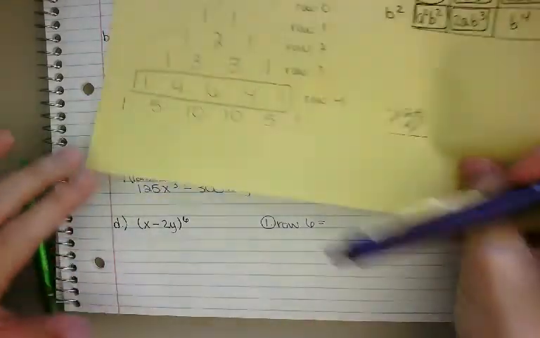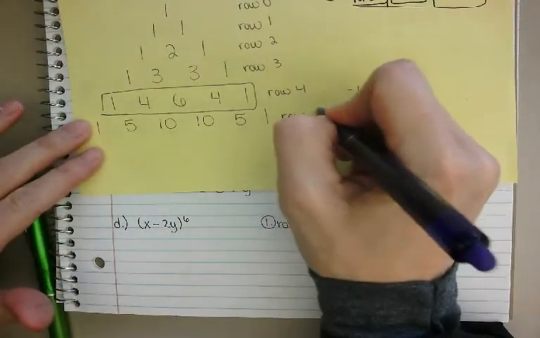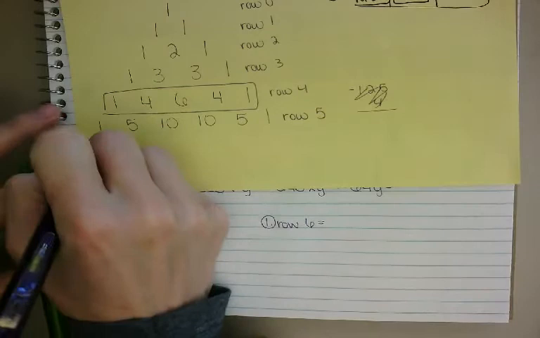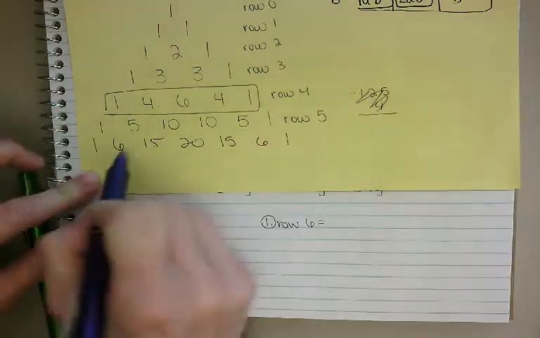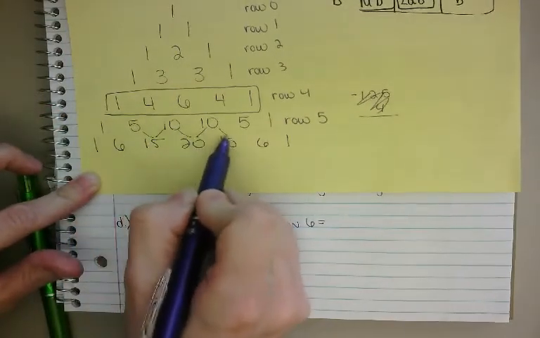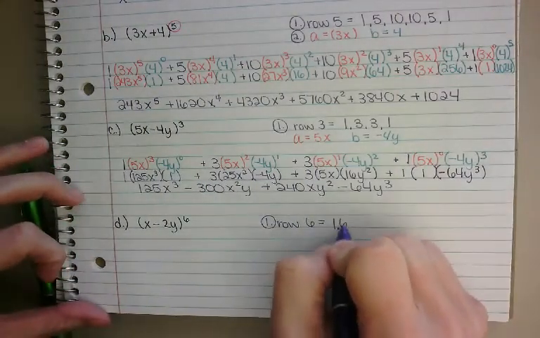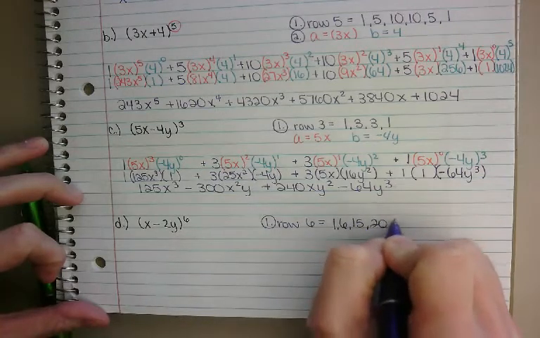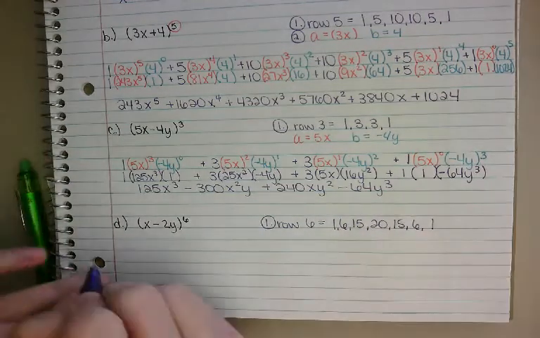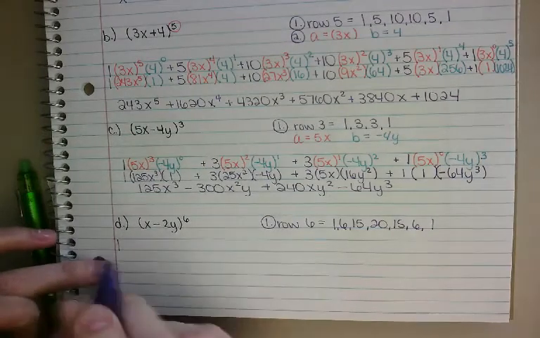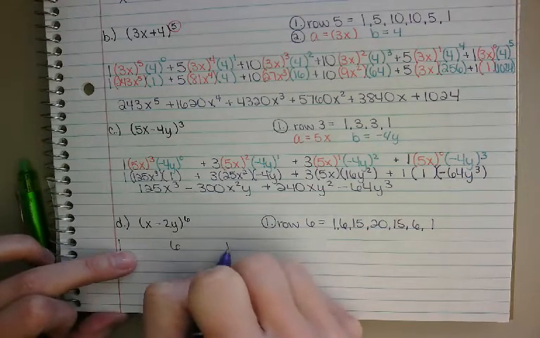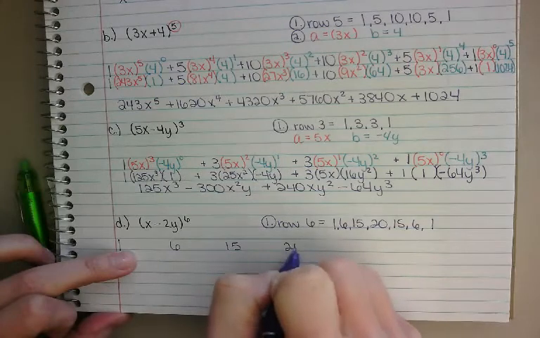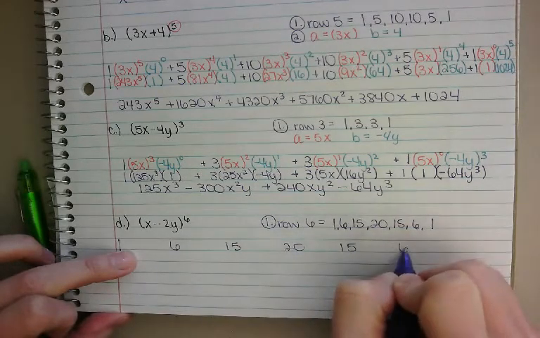So looking at Pascal's triangle, this was my row 5. Okay, so for row 6, I'm going to have a 1, a 6, a 15, 20, 15, 6, and 1. Remember that you're just adding the numbers from the ones above. So 1, 6, 15, 20, 15, 6, and 1. All right, so I'm going to say, there's my 1. Let's see, we've got 6, we've got a 15, we've got the 20, we have a 15 again, a 6, and a 1.